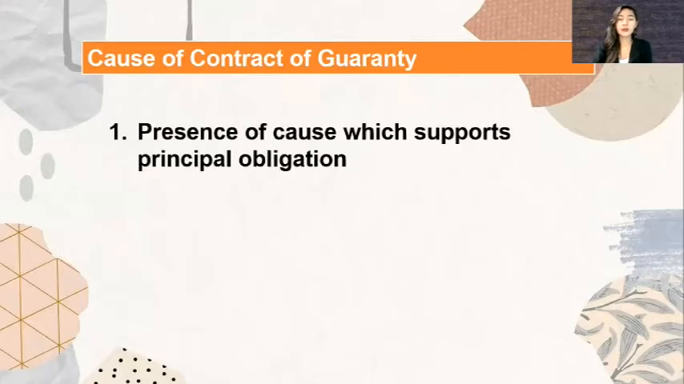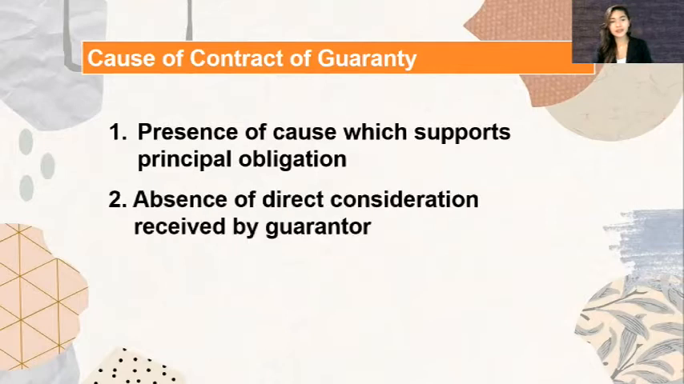We have the cause of a contract of guarantee. Number one, the presence of cause which supports the principal obligation. The cause of a contract is the same cause which supports the obligation as to the principal debtor. It is unnecessary to prove any consideration as between the guarantor or surety and the creditor. So the consideration which supports the obligation as to the principal debtor is a sufficient consideration to support the obligation of a guarantor or surety.